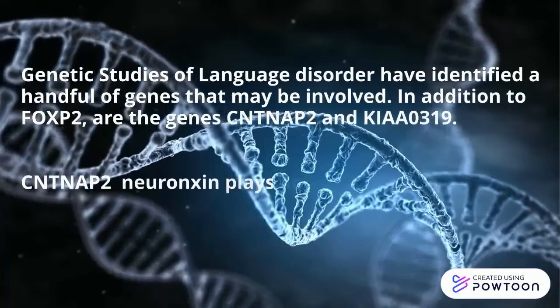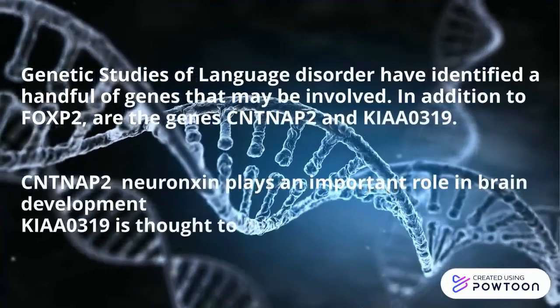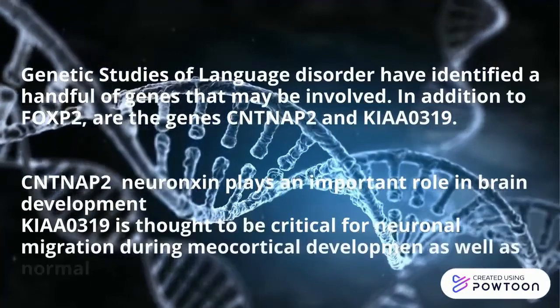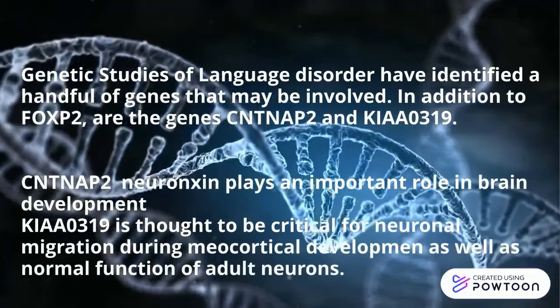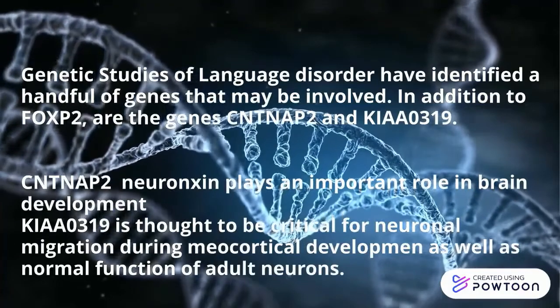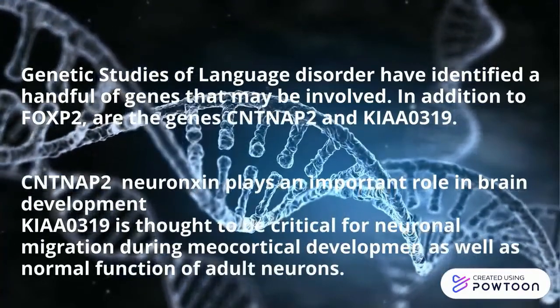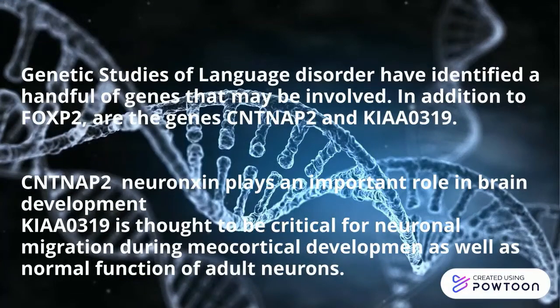In addition to FOXP2 are the genes CNTNAP2 and KIAA0319. CNTNAP2 neurexin plays an important role in brain development. KIAA0319 is thought to be critical for neuronal migration.